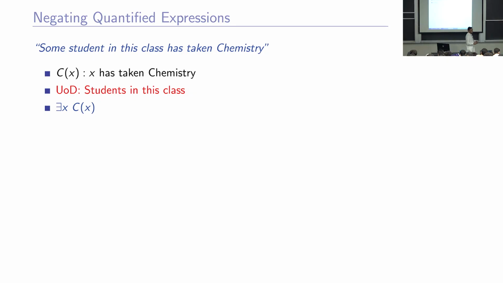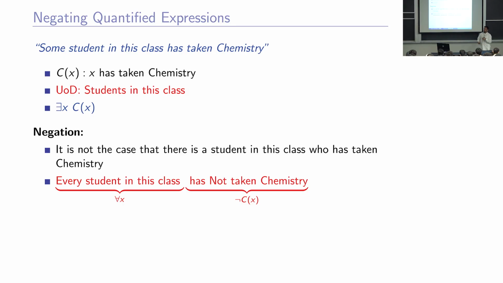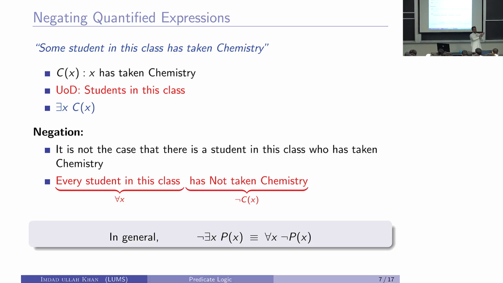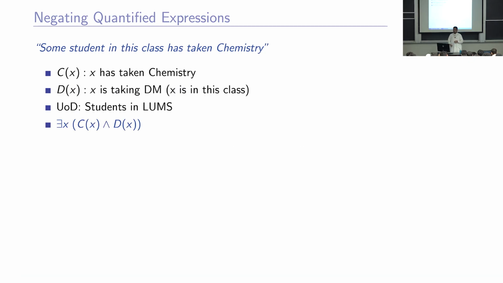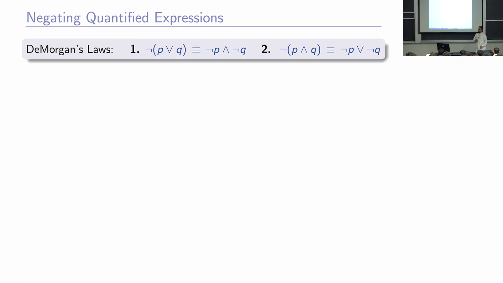There exists x such that c of x. The negative would be, it is not the case that at least one has taken chemistry, which basically says no one has taken chemistry, or everyone has not taken chemistry, right? So every student in this class has not taken chemistry. Again, generally speaking, when you negate an existentially quantified statement, the quantifier flips, existential becomes universal, and the negation goes to the predicate. The other translation will be exactly the same, except we will use DeMorgan's law.